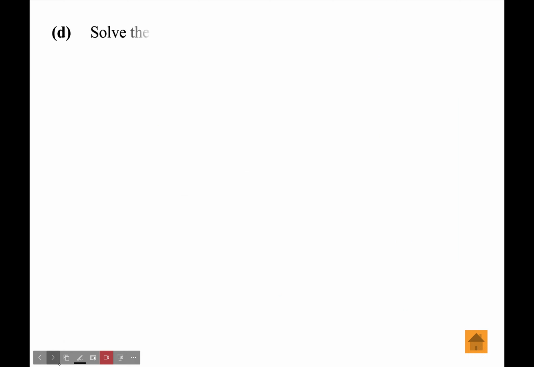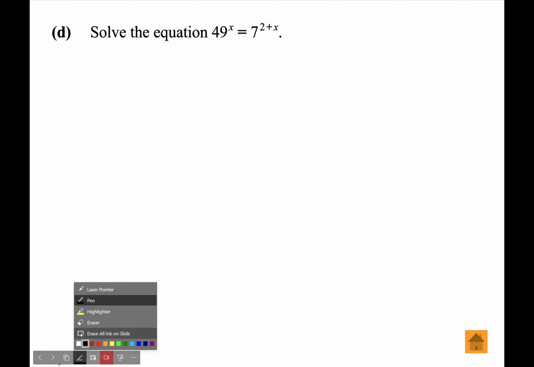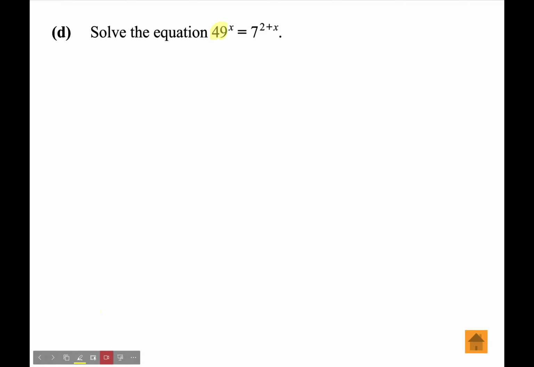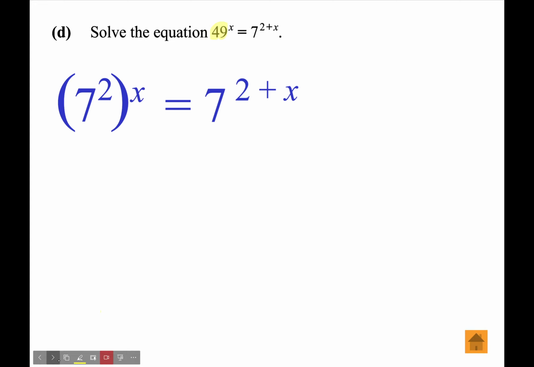And the last part here, some students would struggle a bit with this, but if you've seen a couple of them, it's relatively straightforward. 49 to the power of x is equal to 7 times 2 to the power of x, or 7 to the power of 2 plus x. What do we do? The 49 is the key, because we know 49 is 7 squared. So 49 is 7 to the power of 2 all to the power of x. I'm then going to use my third law of indices, which says one power raised to another power, you multiply those powers together, so you get 7 to the power of 2x equals 7 to the power of 2 plus x.